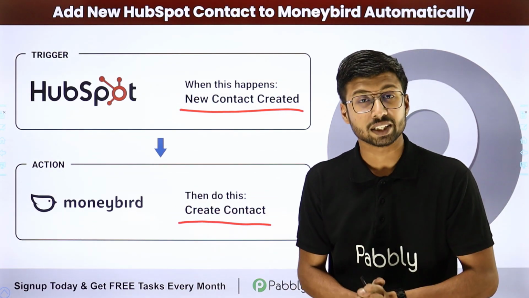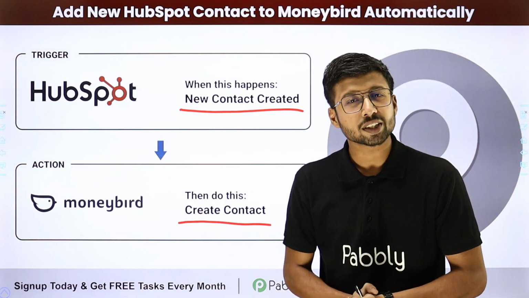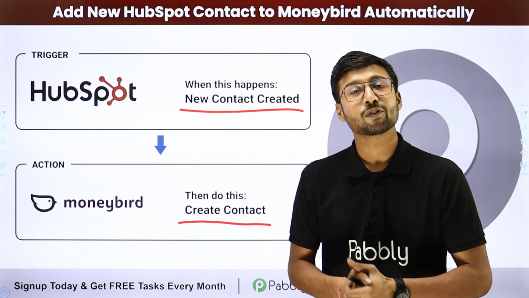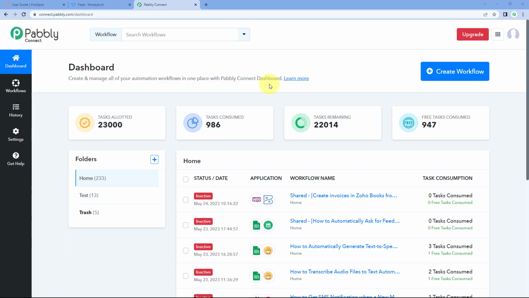Yes guys, automatically. So if you want to know how you can set up this automation, for that you just have to come with me to my screen. So as you can see, here we are on Pabbly Connect's dashboard. Now to reach this dashboard, you will get a free sign-up link of Pabbly Connect in the description box below. By clicking on that link, you can create your free Pabbly Connect account in just 2 minutes.